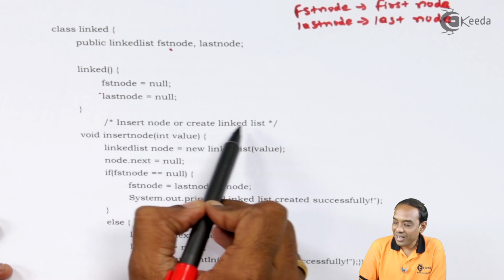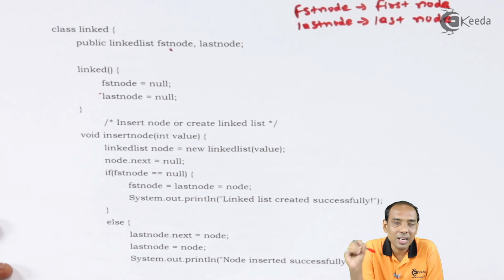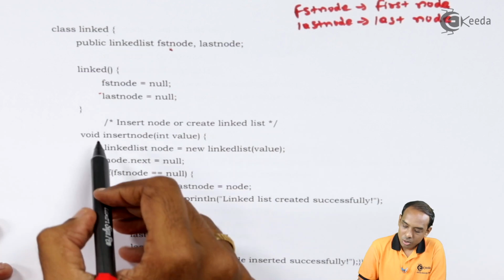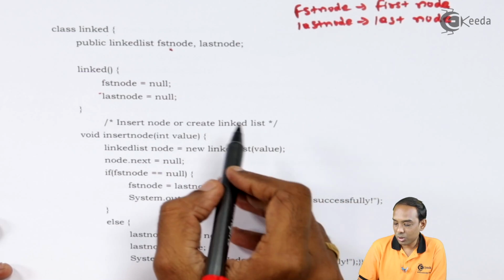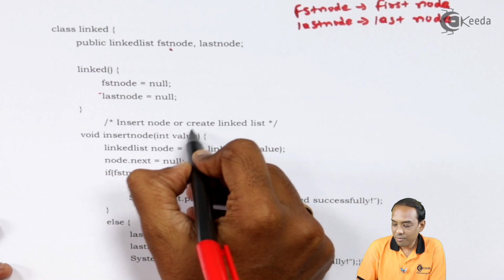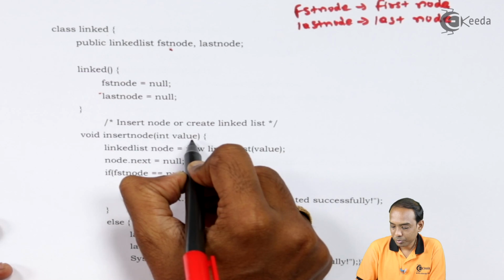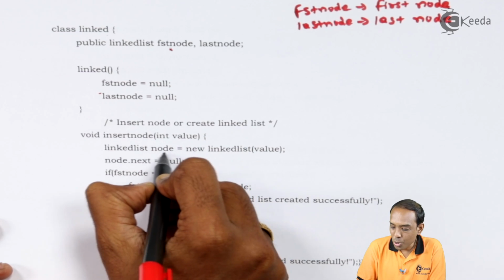Insert node will create a linked list. Okay, up till now I've just created the node having the values. Now using insert node, I will be taking the values from the user. First, I will be taking the value from the user in a variable called value. Now this value will be passed to the node.